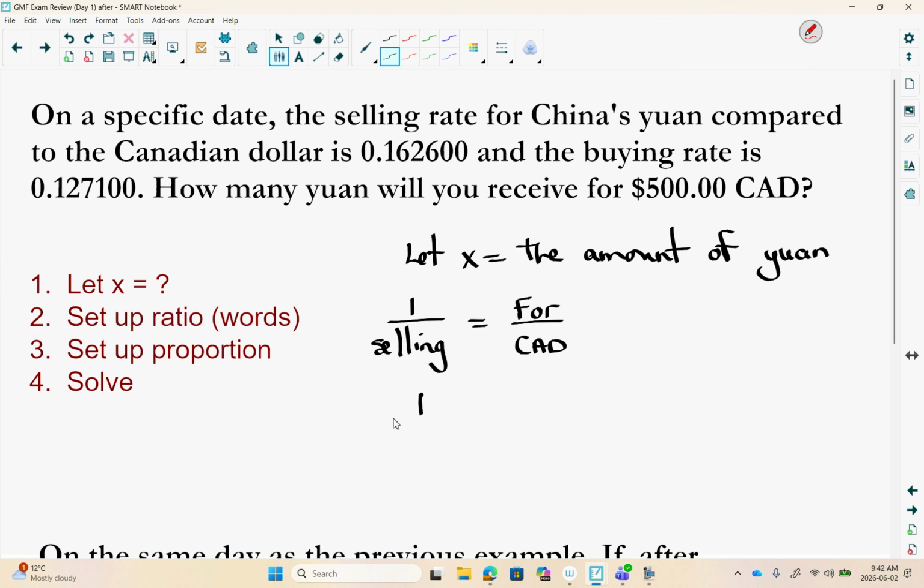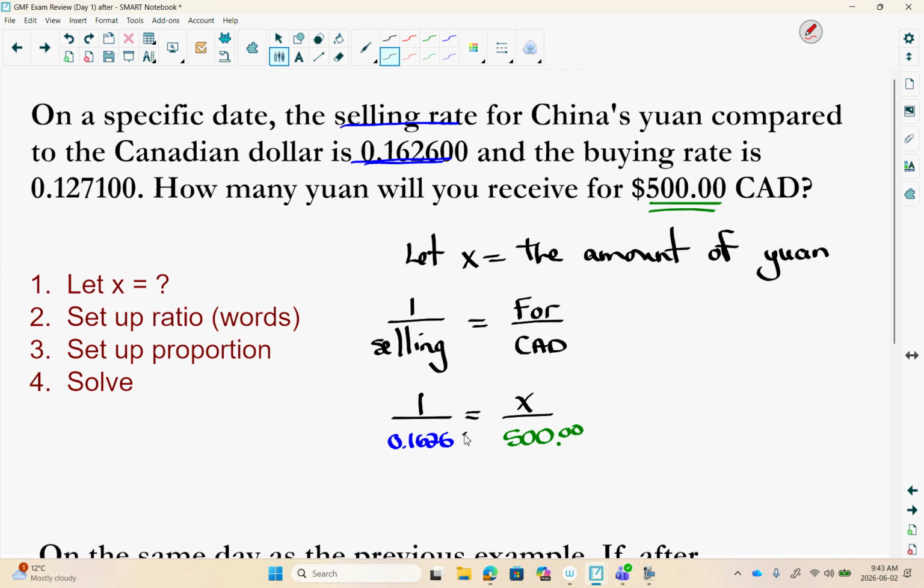When I fill this in, what is the selling rate? The selling rate is this first number here, 0.1626. So I'll fill that in. No need to put the trailing zeros. It equals the foreign amount over the Canadian amount. Do I know the foreign amount? No, that's what I'm looking for. That's where the X goes. Do I know the Canadian amount? $500.